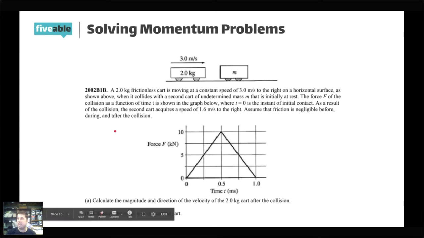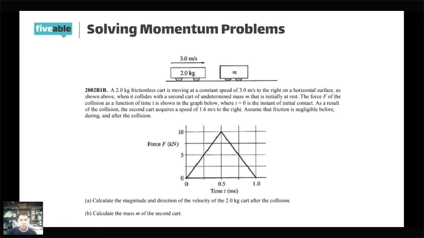Whenever you get a graph question, these units are kind of weird. These are in kilonewtons and milliseconds. So thousands of newtons and 0.001 seconds, or thousandths of a second going on there. Not your typical units, but it's going to work out, and there's a reason they chose those units for it.